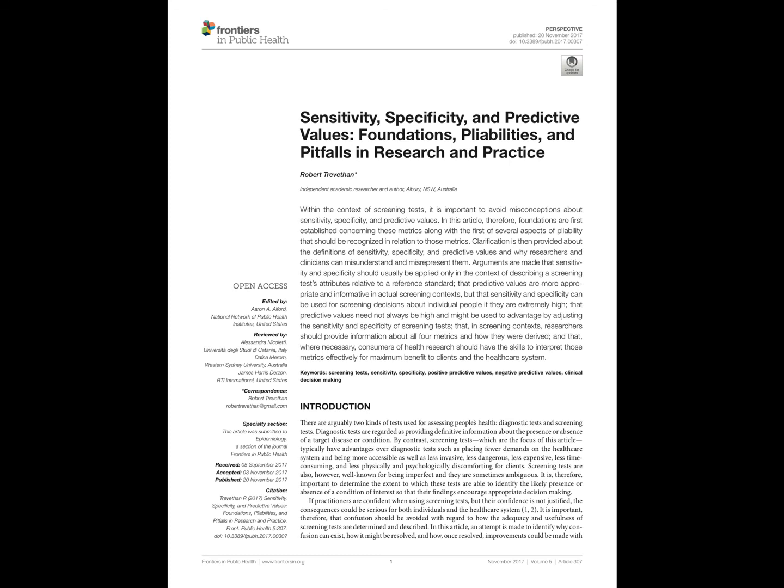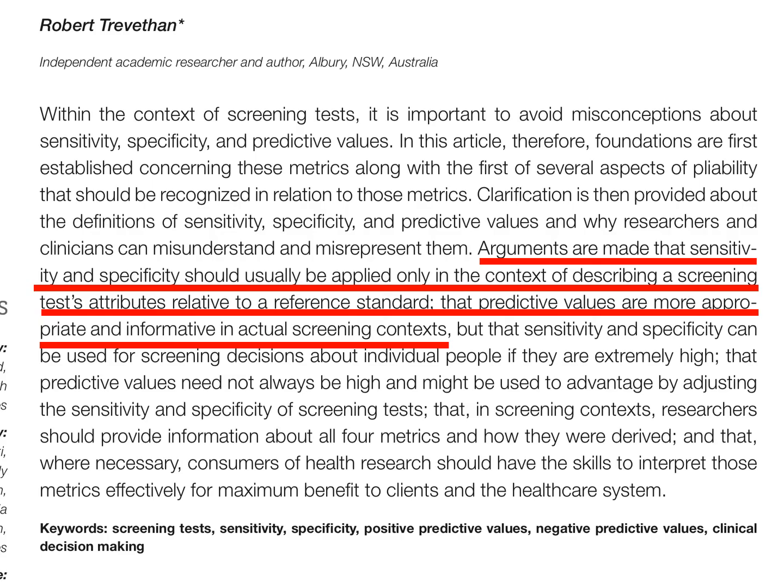So this is an excellent paper by Robert Trevethan, Sensitivity, Specificity and Predictive Values: Foundations, Pliabilities and Pitfalls in Research and Practice, from Frontiers in Public Health. This is completely open access, so you can easily find that paper yourself online. And in the paper, Trevethan describes how arguments are made that sensitivity and specificity should usually be applied only in the context of describing a screening instrument's attributes relative to a reference standard, and that predictive values are more appropriate and informative in actual screening contexts.